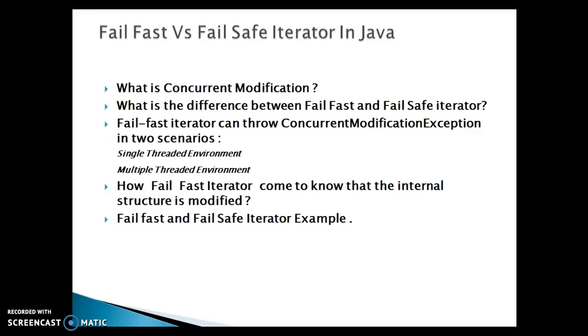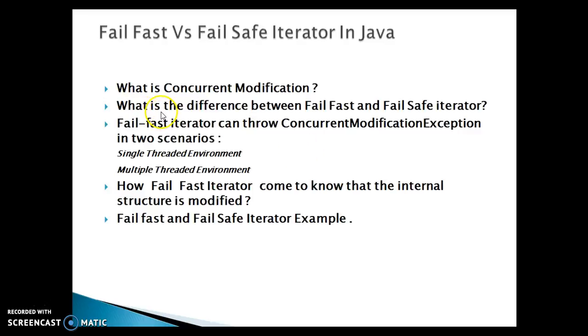iterator in Java. Before trying to understand what is fail fast and fail safe iterator in Java, let's explore what is concurrent modification. So how can you define concurrent modification? When one or more threads are iterating over the collection, and in between one thread changes the structure of the collection, either by adding elements, by deleting elements, or by updating the value at a particular position in the collection, that is known as concurrent modification, right? So I hope you understood what concurrent modification is.